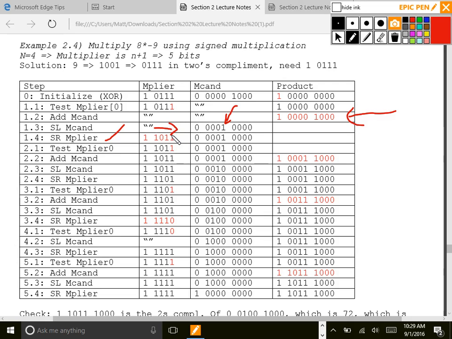Correct? Next, we test the least significant bit. It's 1. We add it. See how we've added it again here? Left shift. See the left shift going on here? Then we right shift the multiplier here.